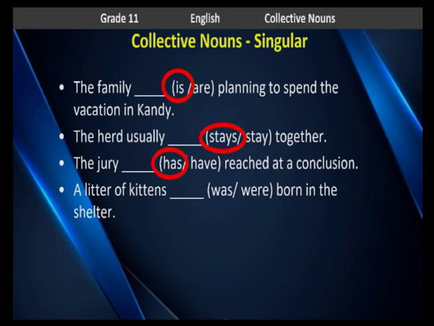Here there is a noun phrase, a litter of kittens. Though there are many kittens, the head of the noun phrase is the subject of the sentence. The head of the noun phrase is the word litter.